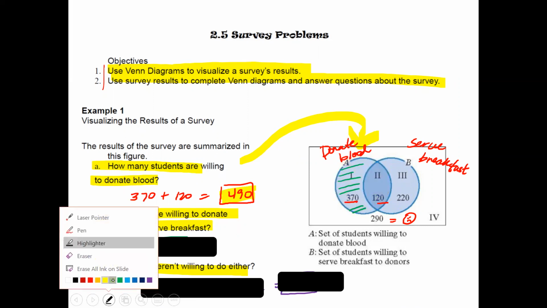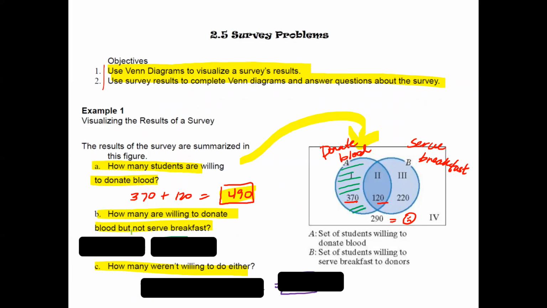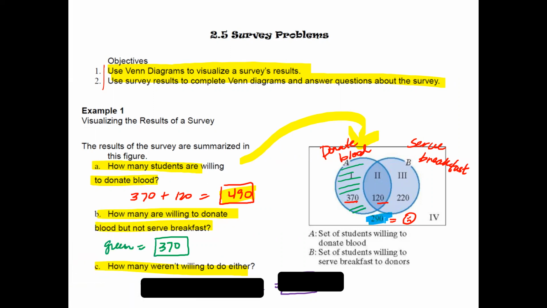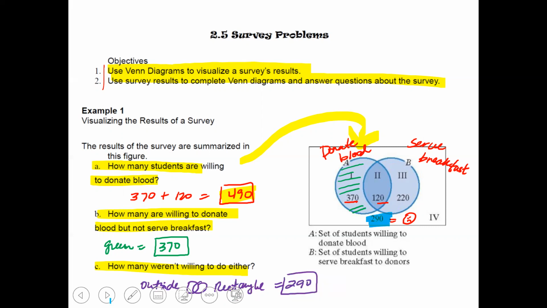Question letter B. How many are willing to donate blood but not serve breakfast? For that one, you're looking at just A, which is this piece right here, and they're not willing to serve breakfast. So in that case, it's going to be the green area, which is just 370. And then for people who don't want to participate in either because they would rather do something else, it is going to be outside the 2 Venn diagram, which is generally you. So in that case, it is 290. It's outside of the rectangle, and 290 is your answer.